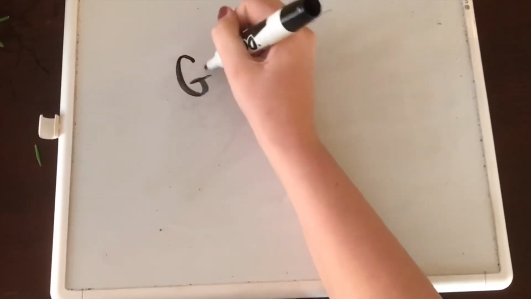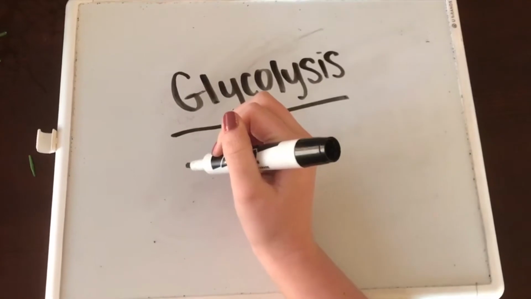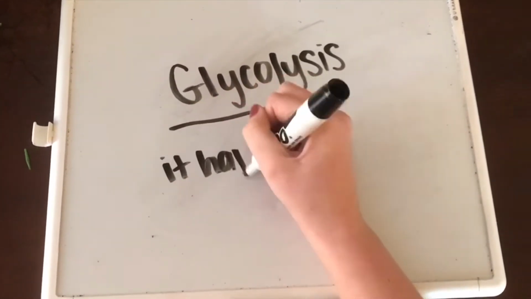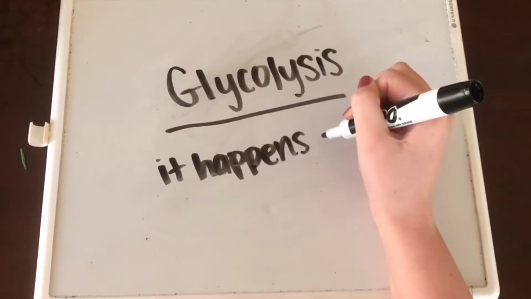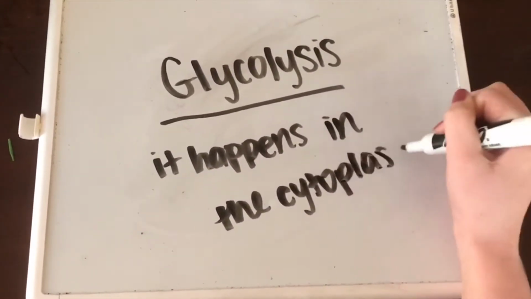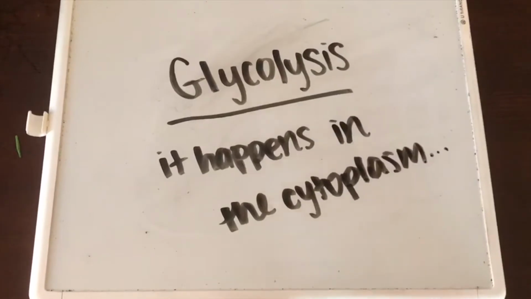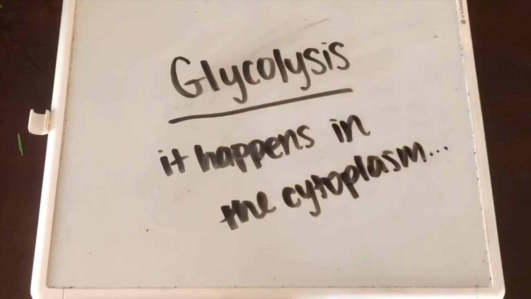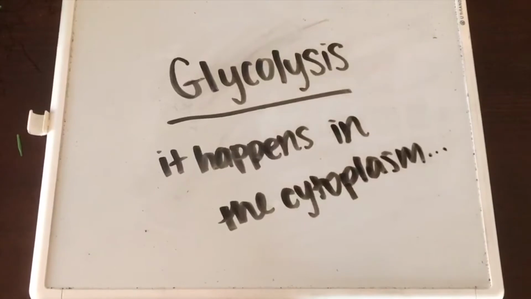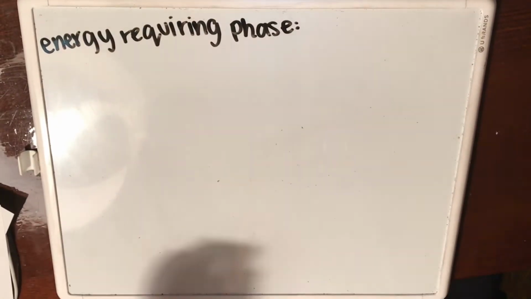Glycolysis is a process that occurs in the cytoplasm of the cell. This process splits 6 carbon glucose molecules into 3 carbon molecules. The resulting molecule is called pyruvate. Glycolysis technically doesn't require oxygen, but it is a part of cellular respiration. There are 2 parts to glycolysis, the energy requiring phase and the energy releasing phase.